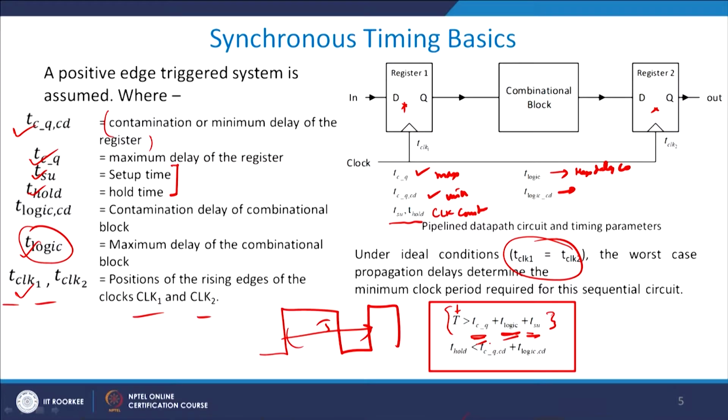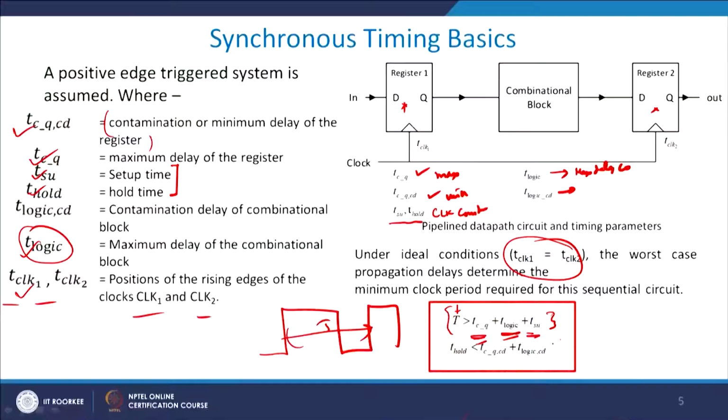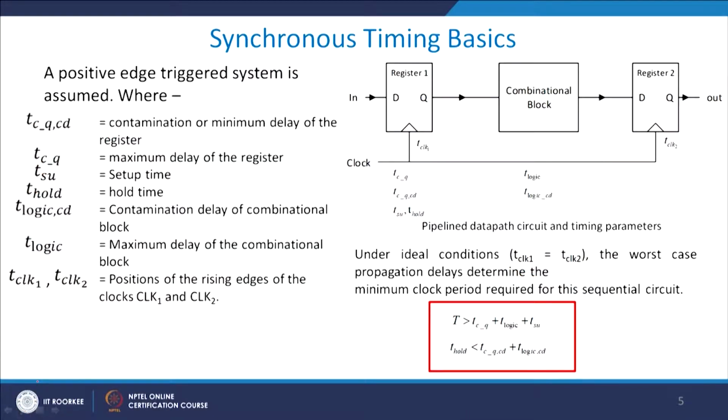What is T hold? T hold, as I discussed with you, is the time after the rising edge of the clock till which the data should remain stable, and it is given as T hold equals TCQ CD, which is the contamination delay of the register, the minimum delay of the register, plus T logic CD, which is the minimum combinational delay, and you can understand why.